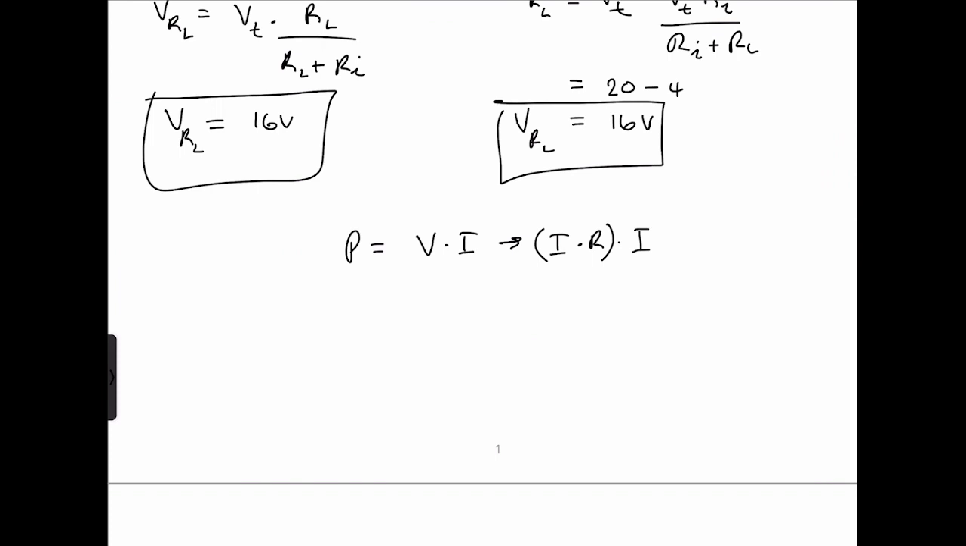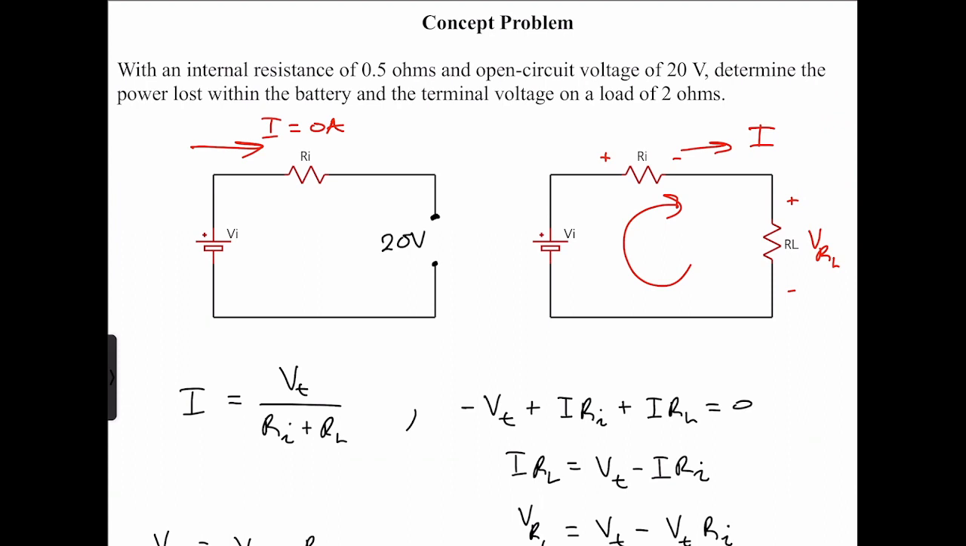Well, this should be I again. So we see that that's I squared times R. And in this case, we want to know the power lost, or the power for the Ri resistance. So I want to see the power loss of the battery. So power loss, internal resistance. Let's go look to make sure. Yep, so I want to see the power loss within the battery.